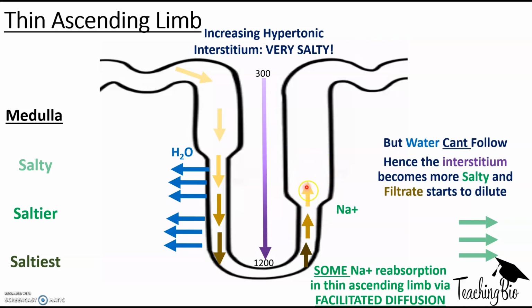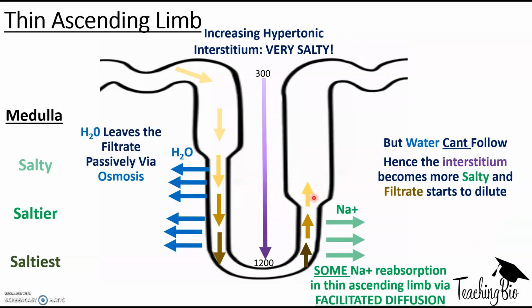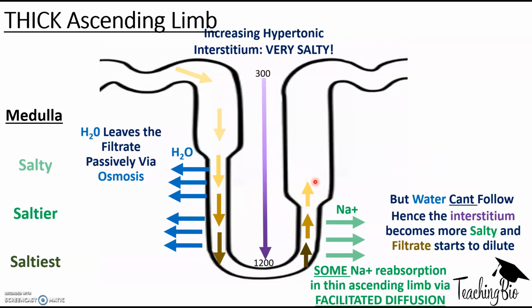However, the water that's in the filtrate cannot follow the sodium. So the interstitium starts to become more salty, because obviously all this sodium is leaving. The water can't follow, so the water starts becoming more dilute. Nice and simple. So the sodium is being lost by facilitated diffusion, but the water can't follow because the ascending limb is impermeable to water. The water is remaining in the ascending limb. Therefore, the filtrate is becoming more dilute.